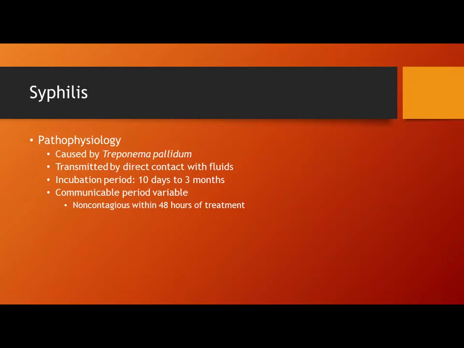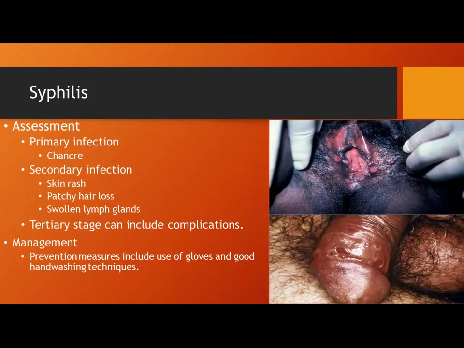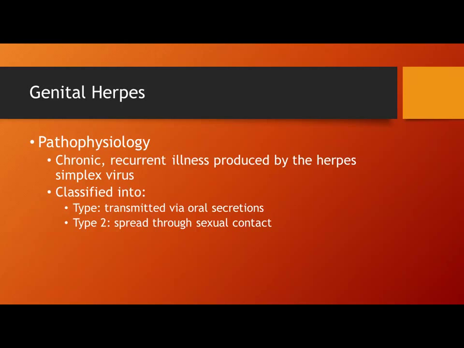All right. So with syphilis, there's a couple of different stages. You got the primary infection, where you get the canker sores, and then you get on into the secondary and tertiary phase. Now, there's also the latent phase where you walk around with it but not showing any signs and symptoms. Genital herpes, again, another STD.